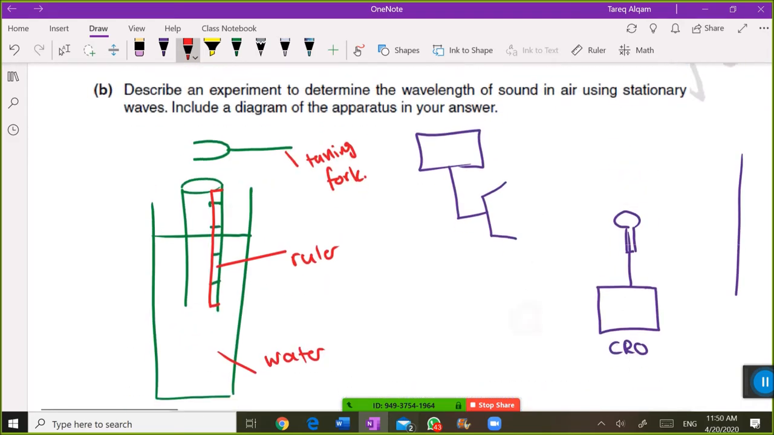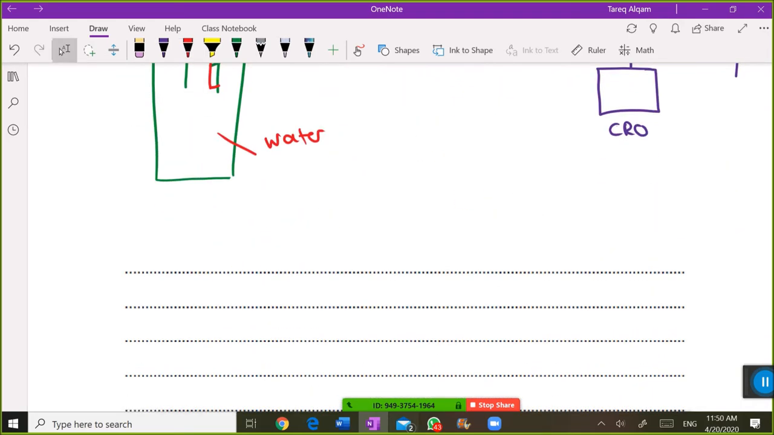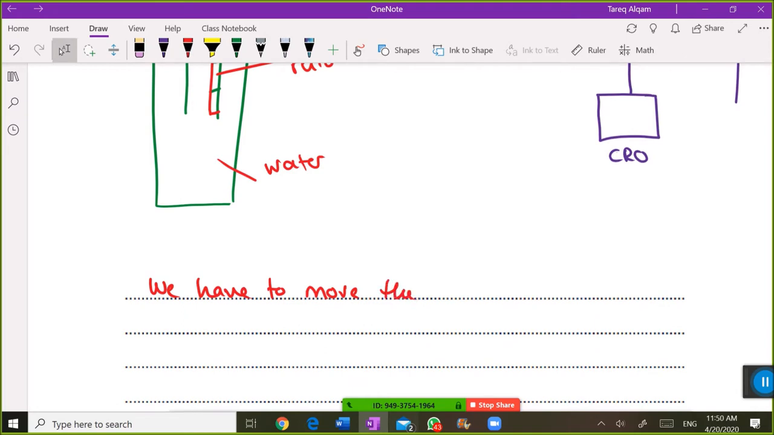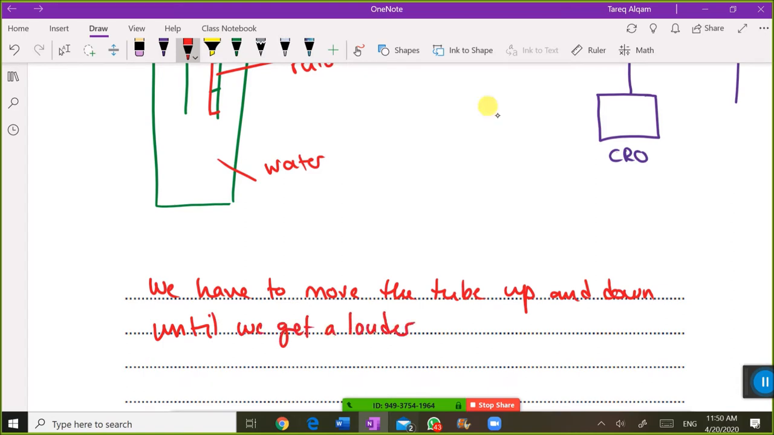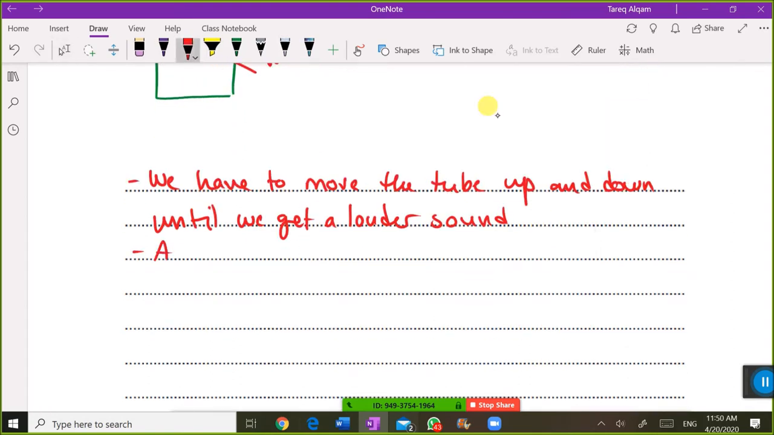Then describe the experiment. Here we have to move the tube up and down until, right, we get a louder sound at this position, guys. At this position, we have to measure the length, until we get the first louder sound, guys.